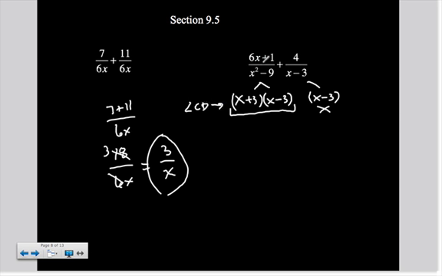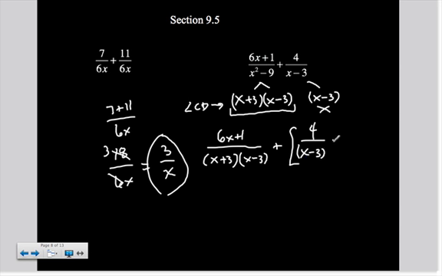Okay, that's great because on this fraction I don't have to do anything. I already have the right denominator. This is going to be 6x plus 1 over x plus 3 times x minus 3. And it's going to be plus 4 over x minus 3 times another fraction that equals 1. And that fraction needs to introduce this missing portion of the denominator into here. So it's going to be x plus 3 over x plus 3. Okay, 4 times x plus 3 is 4x plus 12.